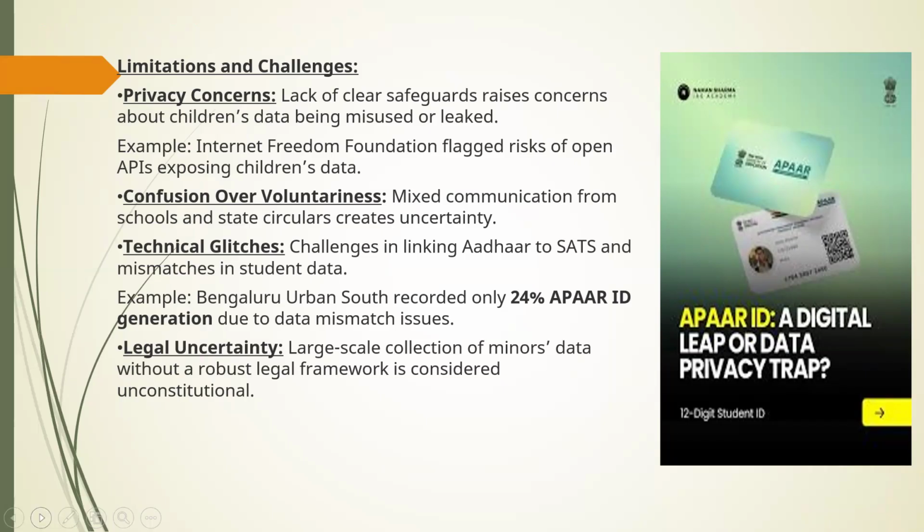Confusion over voluntariness: mixed communication from schools and state circulars creates uncertainty. Technical glitches: challenges in linking Aadhaar to SATS and mismatch in student data. For example, Bengaluru Urban South recorded only 24% APAAR ID generation due to data mismatch issues. So there may be a mismatch of data as well. Legal uncertainty: large-scale collection of minors' data without a robust legal framework is considered unconstitutional.